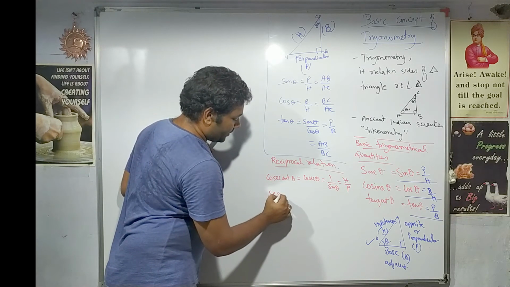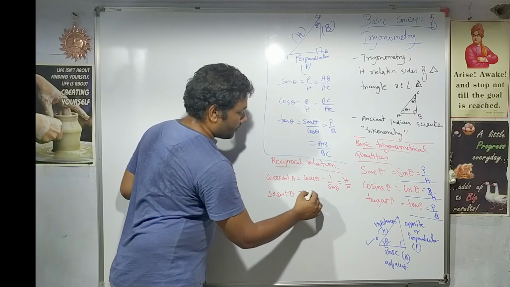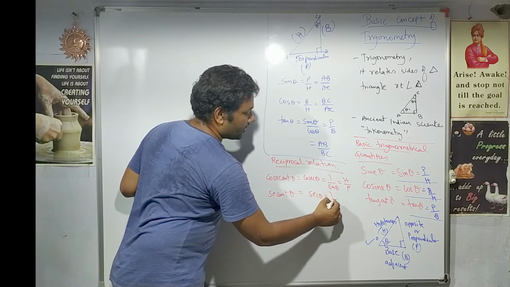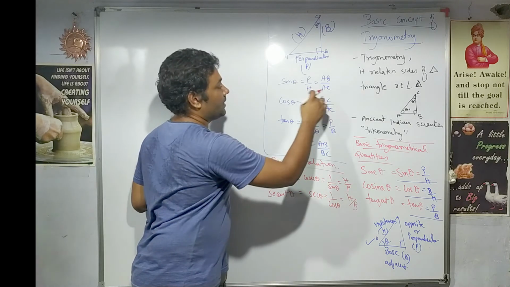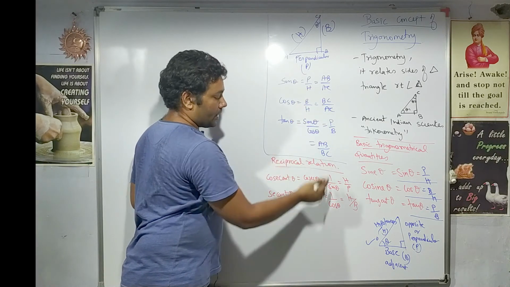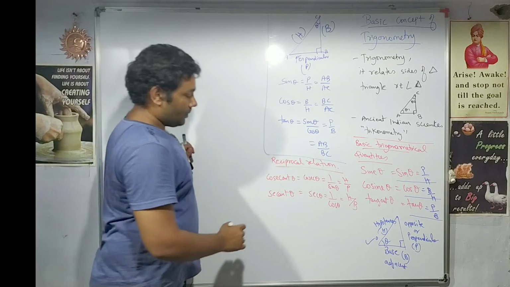Similarly we have secant theta. In short form it is written as sec theta. It is the reverse of cos theta. The formula will also be reverse, h upon b, right? Cos theta is b upon h, so sec theta will be h upon b.